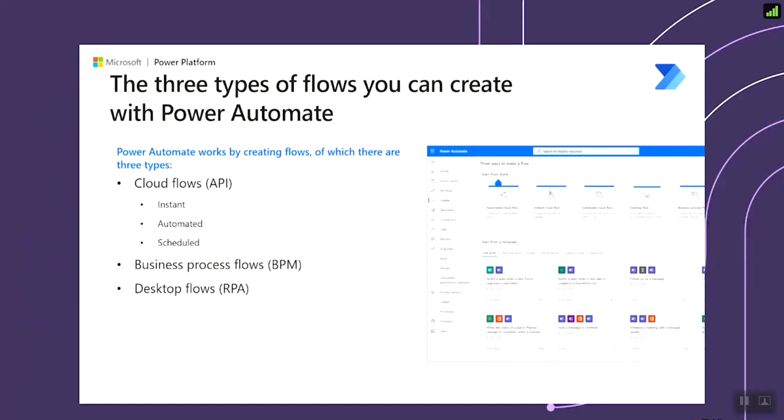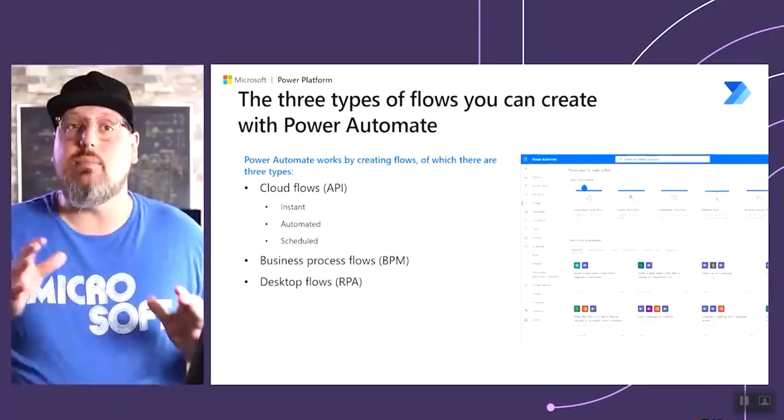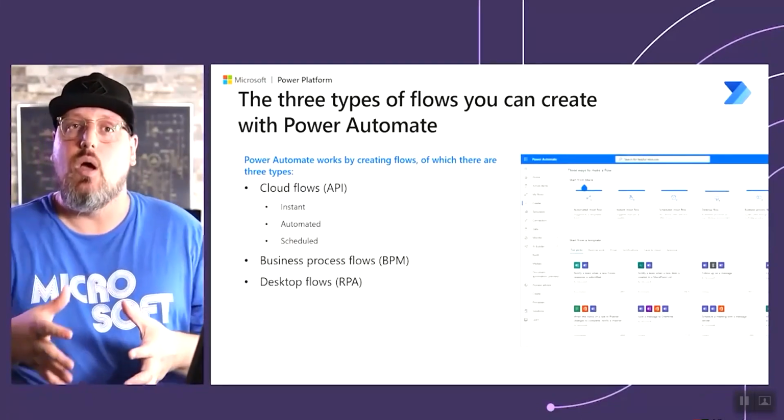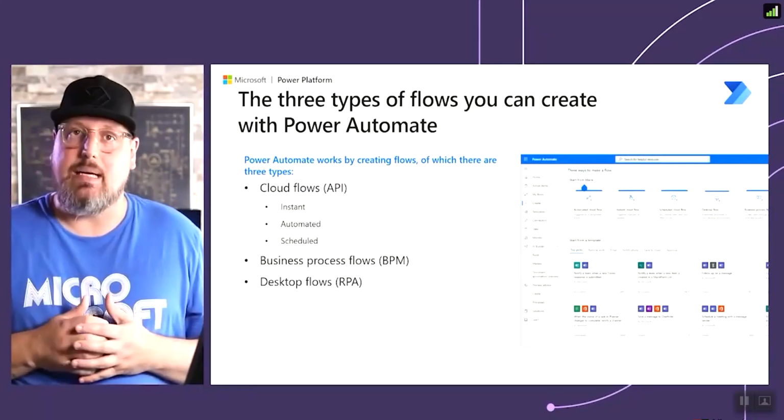Power Automate works by creating flows, of which there are 3 different types. You can have cloud flows, which are instant, automated, or scheduled. Cloud flows use APIs most of the time, using those 450 connectors that exist out of the box, or custom connectors. Then there's business process flow, which allows a user to follow steps or stages in the process. It looks like business process management if you're familiar with this type of tool. And you have desktop flows or robotic process automation that will simulate the interaction the user would have with a computer by moving the mouse and clicking and entering data.